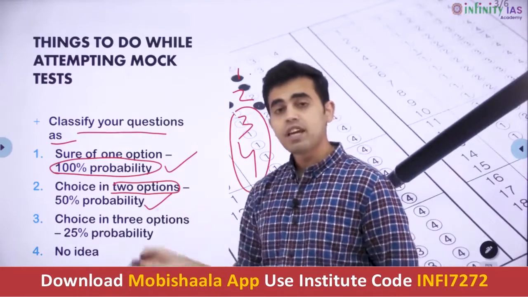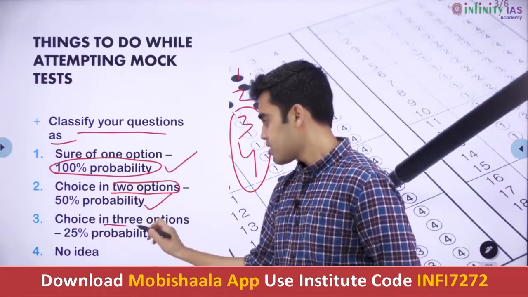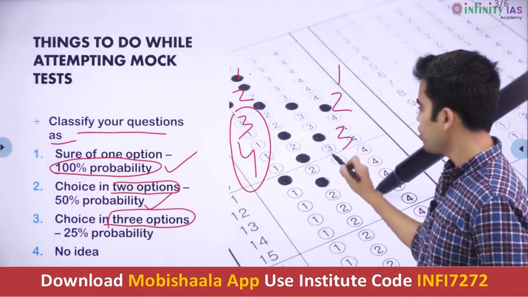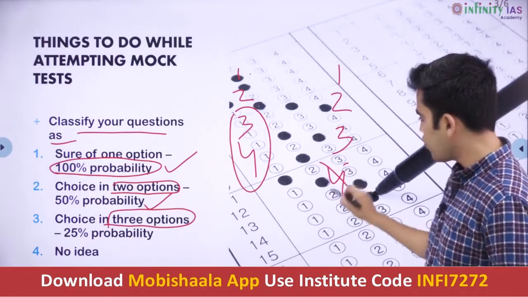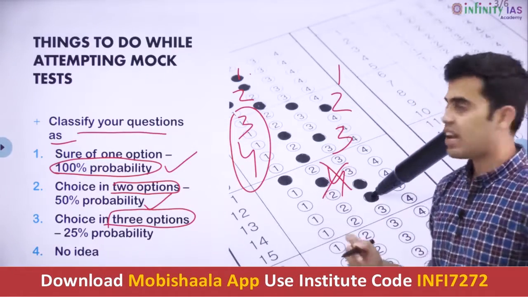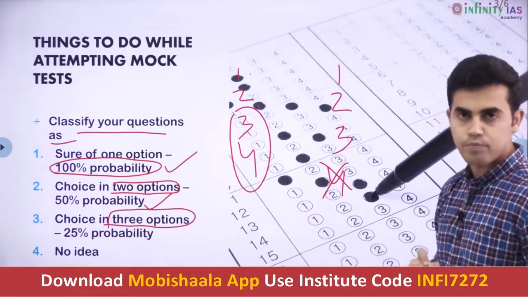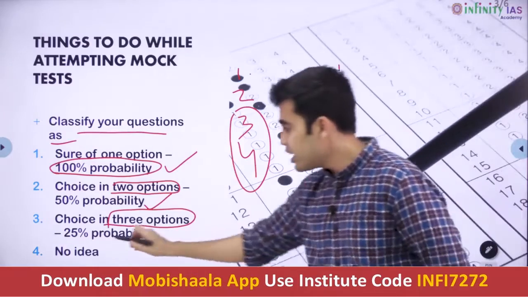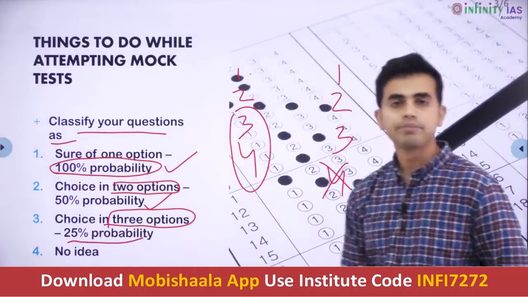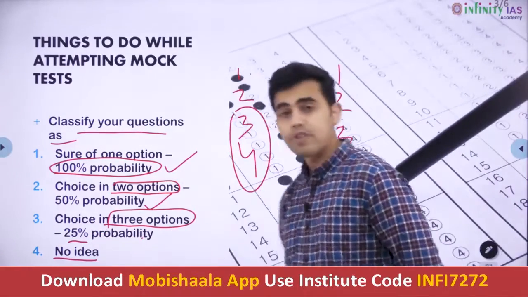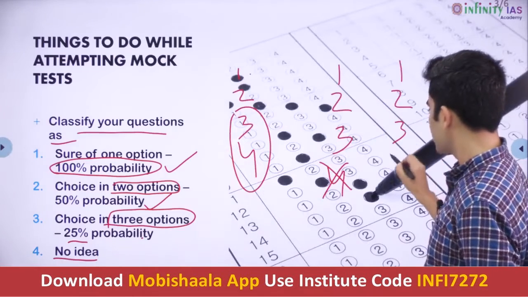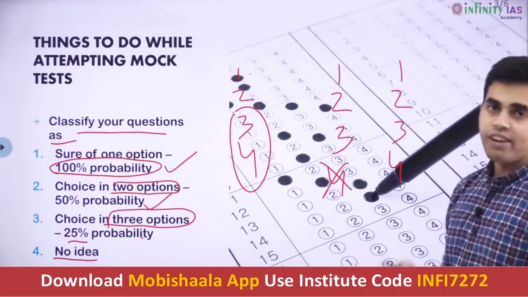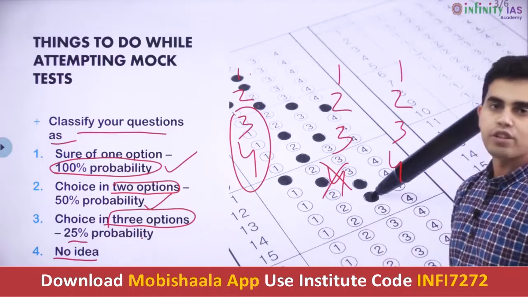Next comes the third category where there is a choice in 3 options. What does that mean? In a given question, we are able to eliminate one option, but there are 3 other options left and we don't know which one is the right answer. So, here the probability of getting the question right is only 25%. Next comes the 4th category, where in the 4 given options, we cannot eliminate any one of the options. So, we can only guess the answer, but we are not very sure.